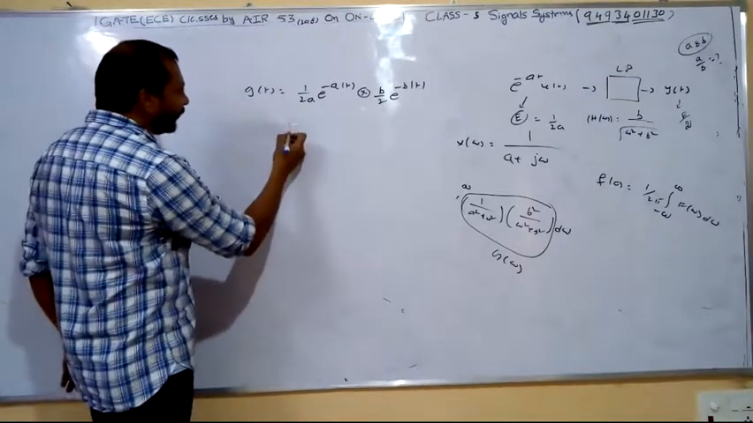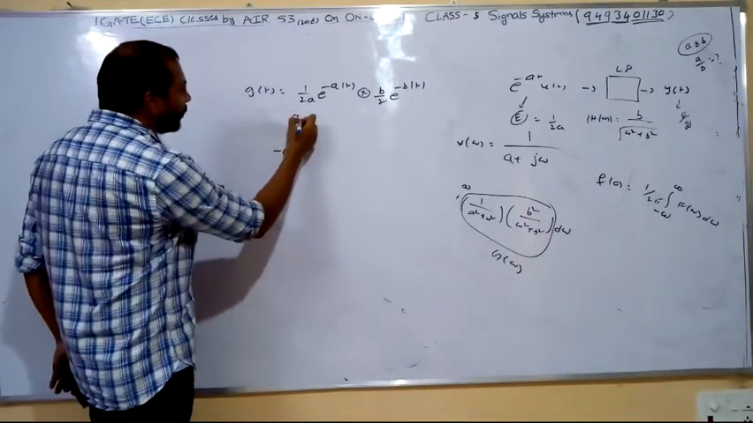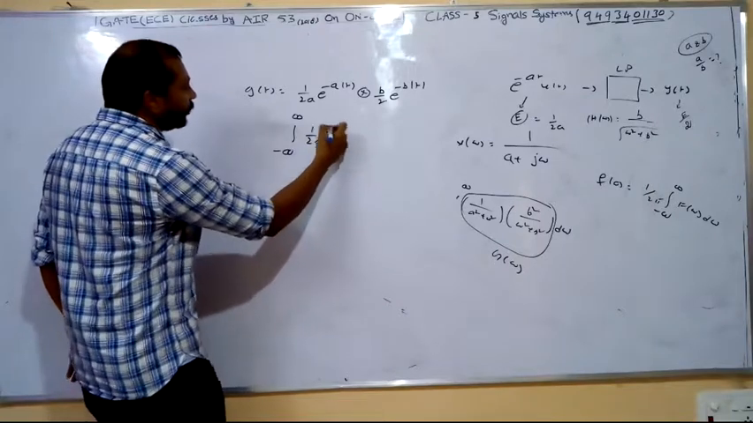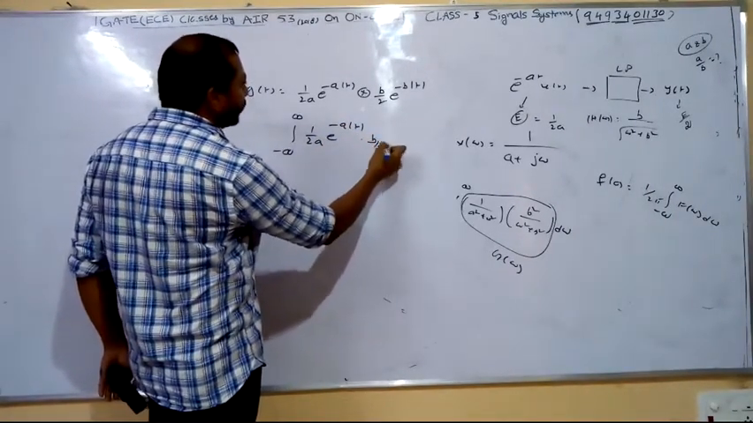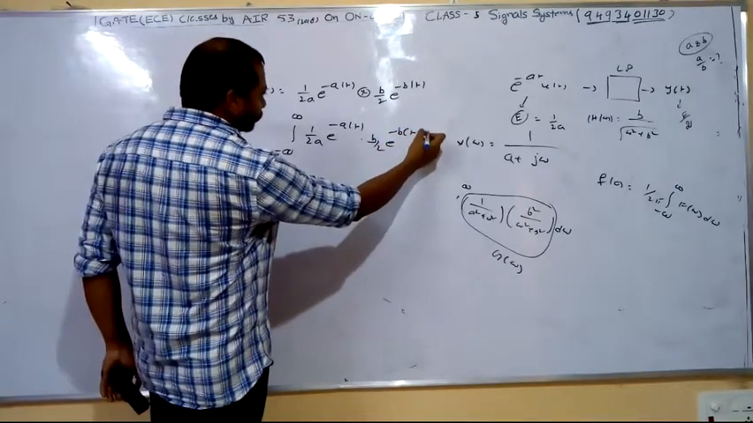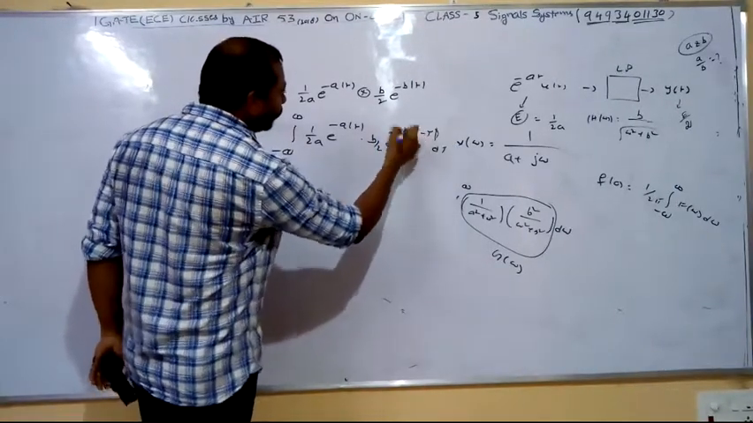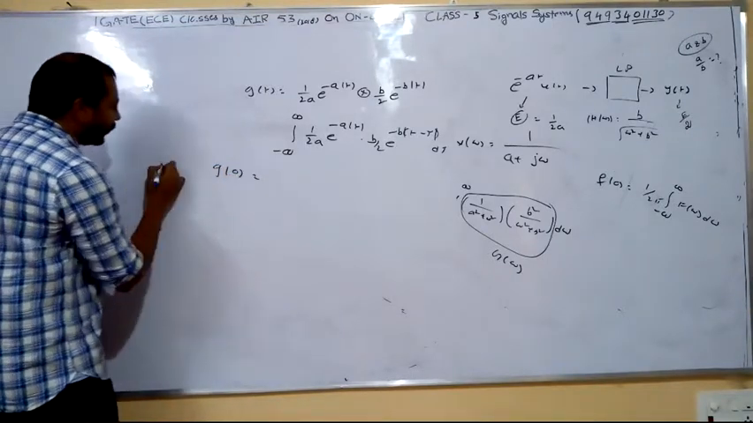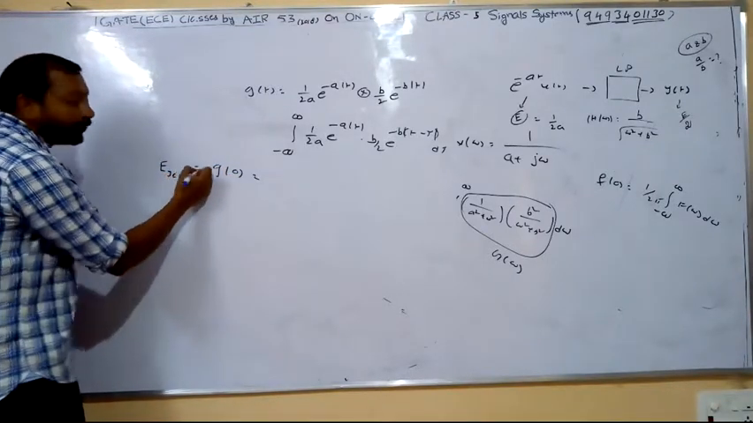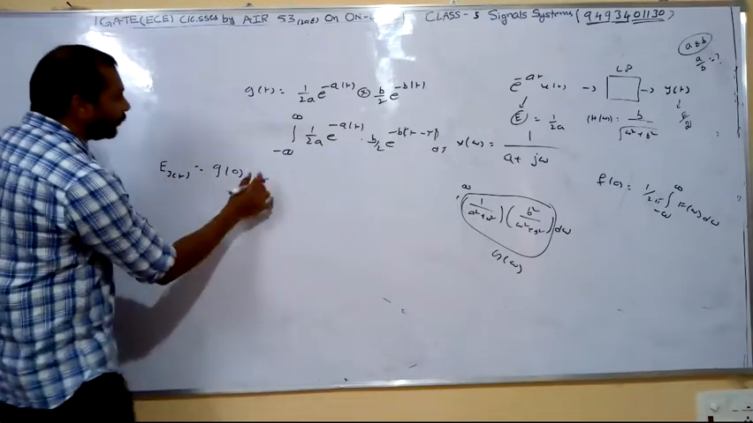This convolution you can represent as the integral from minus infinity to infinity of 1 by 2a e to the power minus a mod t into b by 2 e to the power minus b mod of t minus tau, d tau. This is your signal, but what you want is g of 0, which is equal to the energy of the signal y of t.